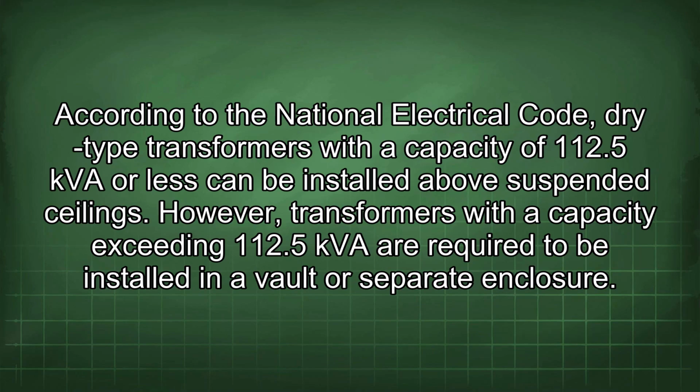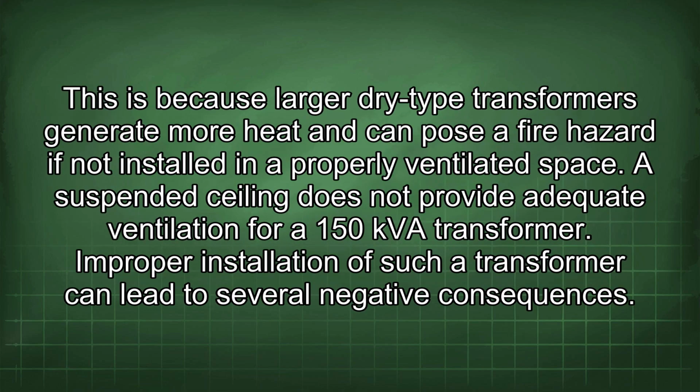According to the National Electrical Code, dry-type transformers with a capacity of 112.5 kVA or less can be installed above suspended ceilings. However, transformers with a capacity exceeding 112.5 kVA are required to be installed in a vault or separate enclosure. This is because larger dry-type transformers generate more heat and can pose a fire hazard if not installed in a properly ventilated space. A suspended ceiling does not provide adequate ventilation for a 150 kVA transformer.